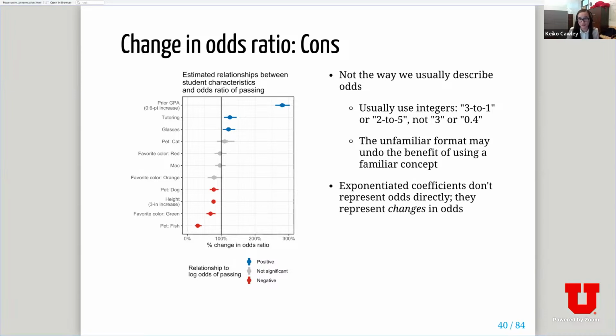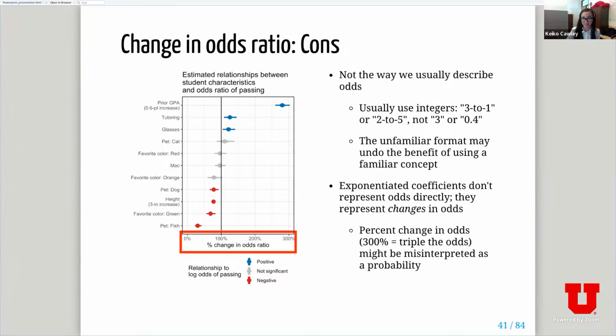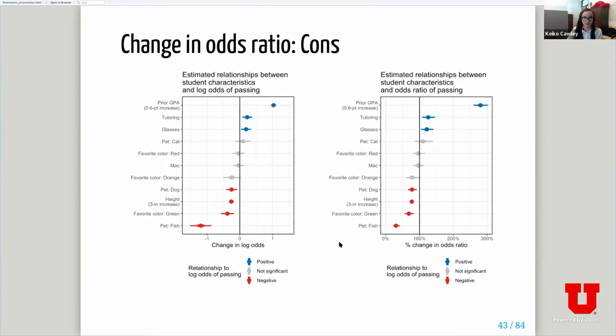Another thing to note here is that the exponentiated coefficients, yes, they're representing the changes in the odds, and that can be confusing. Another area that you should be aware of is, even though the x-axis clearly says this is a % change in odds ratio, your audience might be like, I don't really know what that means, but I do know what a % is, and oh my gosh, a prior GPA increase of 300% sure looks big and important. So they might misinterpret this as probability. And so once again, we're pretty far removed from familiar scales.